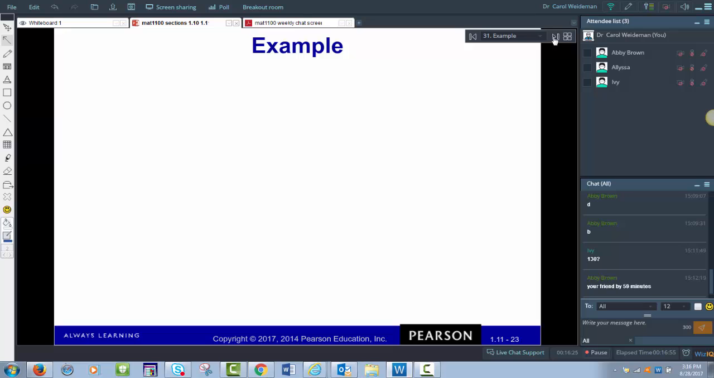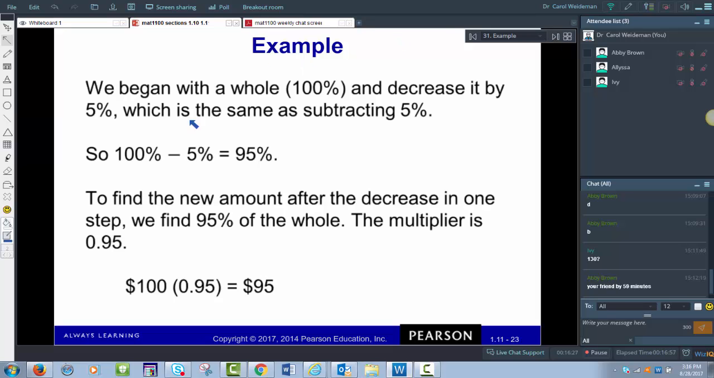Maybe if I can get my slides to move ahead. There we go. So we began with a whole, which is 100%, and we took away 5%, which means we subtract 5%. So how much is left? 95%. So if I take the original amount and multiply by this, we call this a multiplier, I get the answer in 1 step instead of 2 steps. This is a really nice thing to learn because it's also helpful when we do exponential functions. The multiplier will allow you to do a problem like this in 1 step.